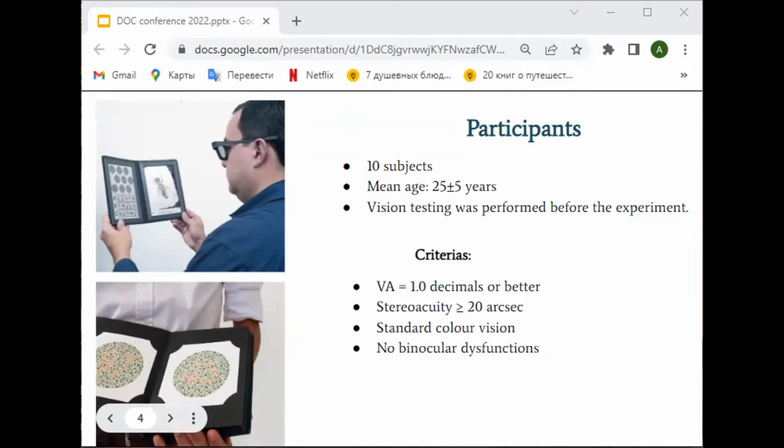Stereo acuity was evaluated using the Titmus test and had to be 20 arc seconds or better. Also, participants had to have standard color vision based on the Ishihara test.